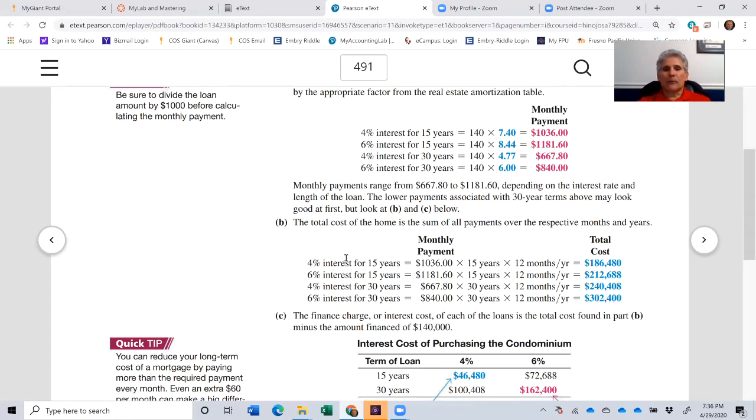So if you think about it, 4% at 15 years, you're going to end up paying nearly half the amount that you would pay for 6% over 30 years, nearly half. And that's the effect of interest rates over a long period of time. It does get expensive.